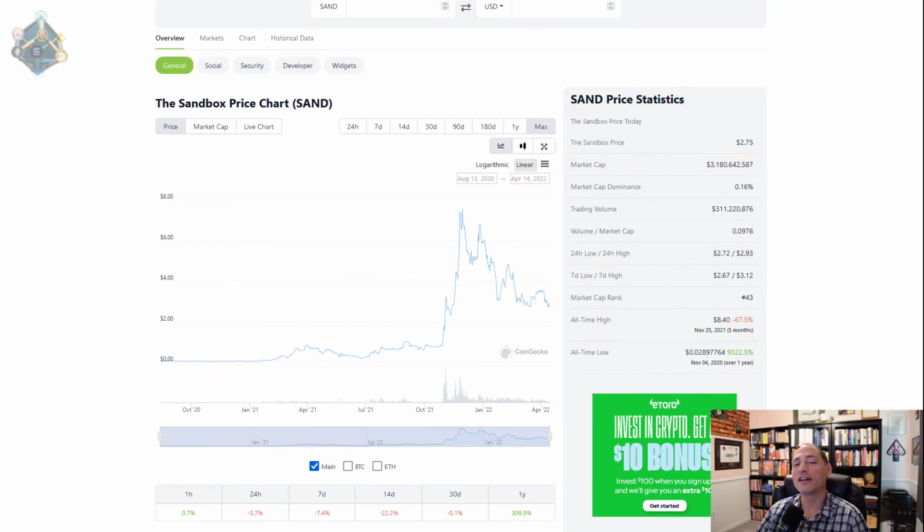Now, what does this look like on a chart? So let's look at the Sandbox. Now, again, this is a J-curve. It goes up, it goes down, and then it goes up. And right around November, that's when the Sandbox alpha version of the game went live. So you can see a significant increase in price when the utility came online.